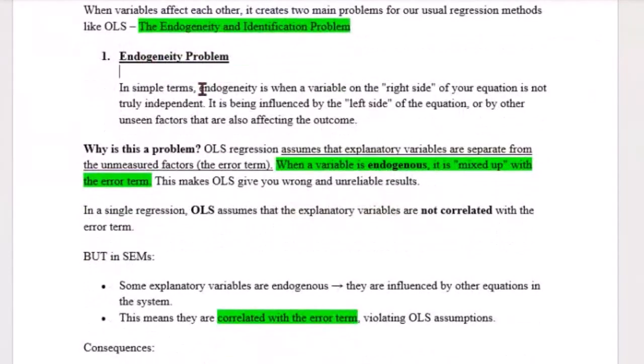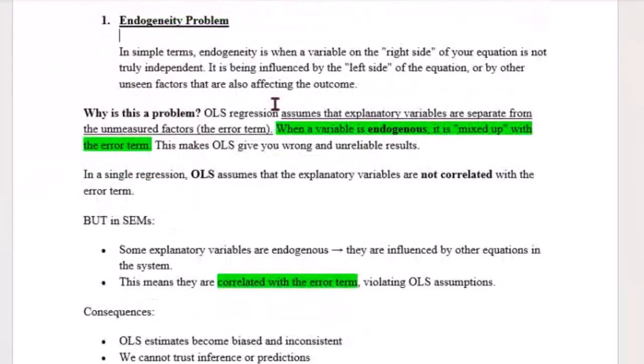And then we start with the endogeneity problem. What do we call this endogeneity problem? So in simple terms, endogeneity is when a variable on the right side of your equation is not truly independent. It is being influenced by the left side of the equation or by other unseen factors that also affect the outcome. So why is this problem important? Why are we studying the problem?